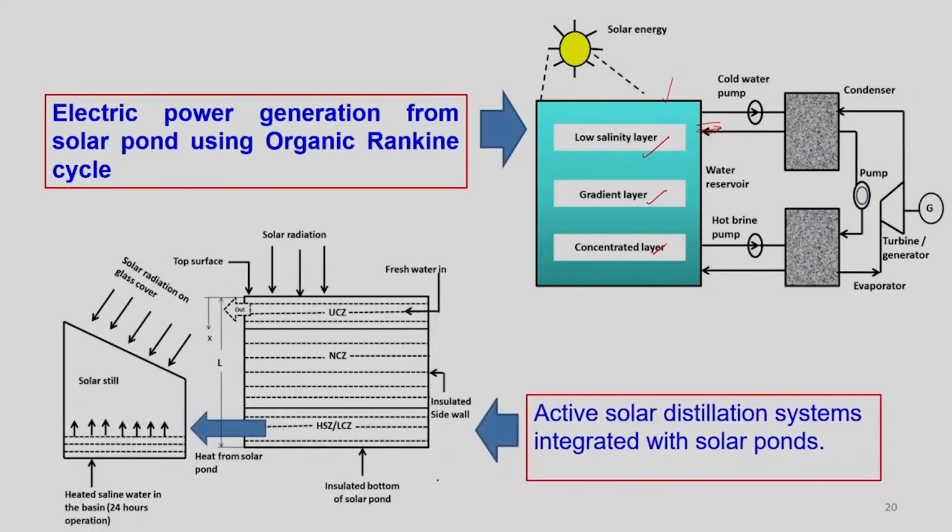And this is one of the applications, used for generation of distilled water. Okay. So, this is the solar pond, and this hot water is supplied to this solar still, where evaporation and condensation take place. First evaporation, because of this temperature difference, then condensation, and that can be collected. So, distillate can be collected by using this system, and this is nothing but an active solar system integrated with a solar pond.